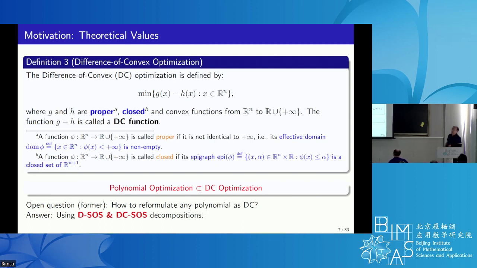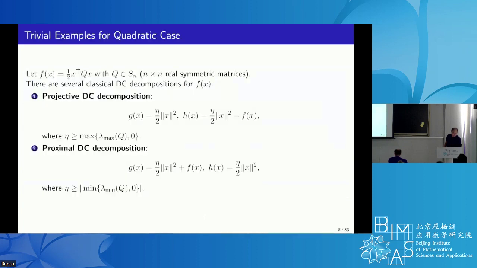But one formally open question is how to formulate any polynomial as DC. But right now, it's no longer an open question because we propose DS and DCS decomposition, leading to DC decomposition for polynomials of any degree. So that is the important value.